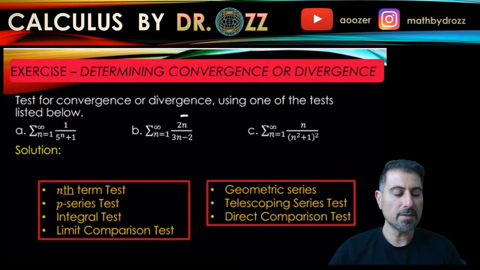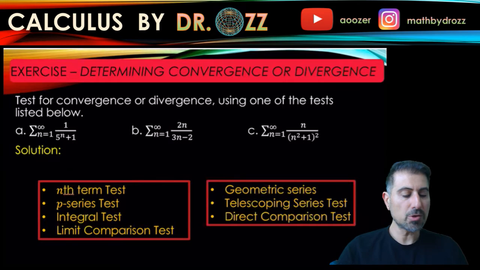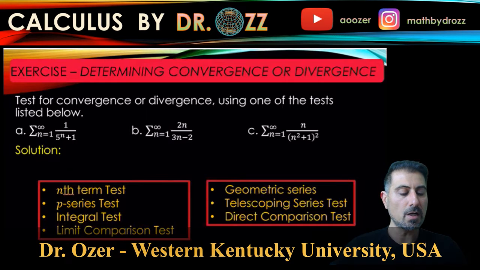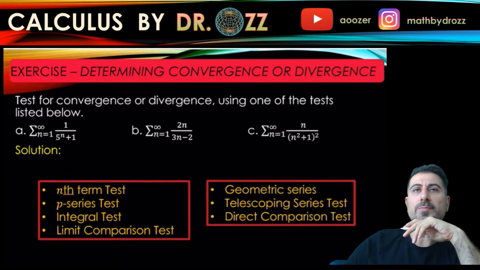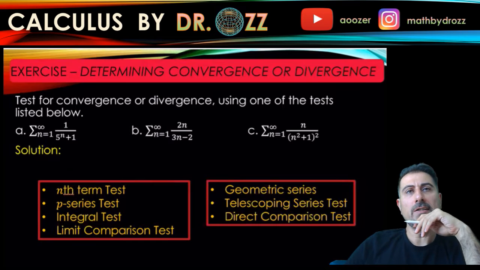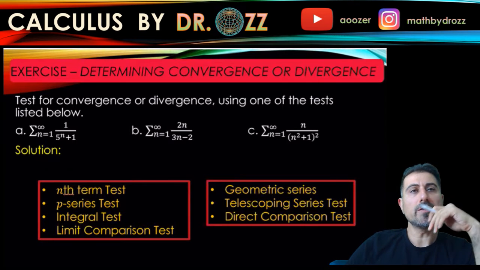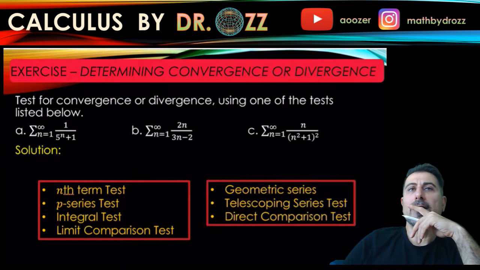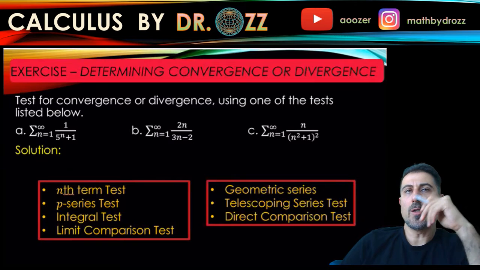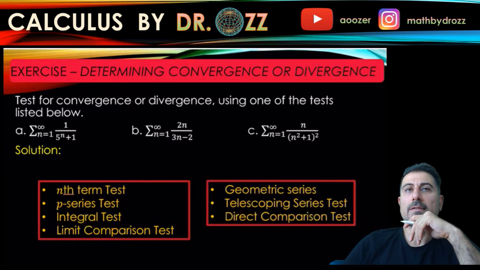So part C is all about the series of n over (n squared plus 1) quantity squared. Well, I can't apply the n-term test because the top is linear and the bottom is quadratic squared, right? So the limit is going to be 0. The n-term test is not going to help at all. Well, it's not a p-series because it doesn't follow the p-series form, right? Not a geometric series, not a telescoping series, obviously.